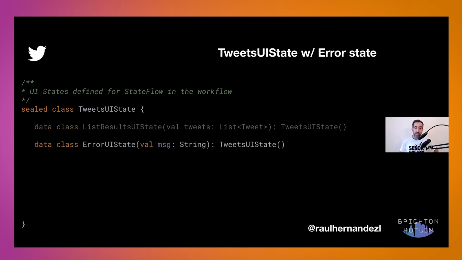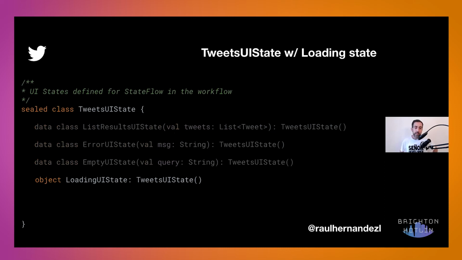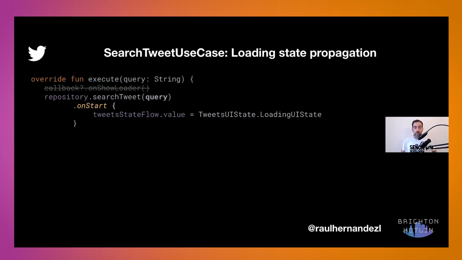Also, the error UI state is going to be the same, passing a message and showing this message to the user in the way that we want. For the empty UI state, something similar to that. We're just going to say, hey, there are no results for this query. For the loading UI state, we want to show something to the user, so basically the spinner or whatever you want to show. No message right here, that's why it's an object. And the same with the idle UI state. Maybe we don't want to show anything and just put some initial message.